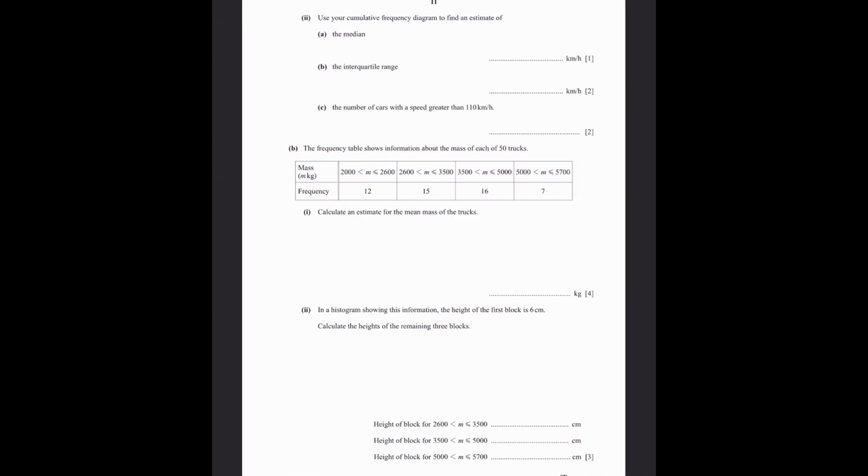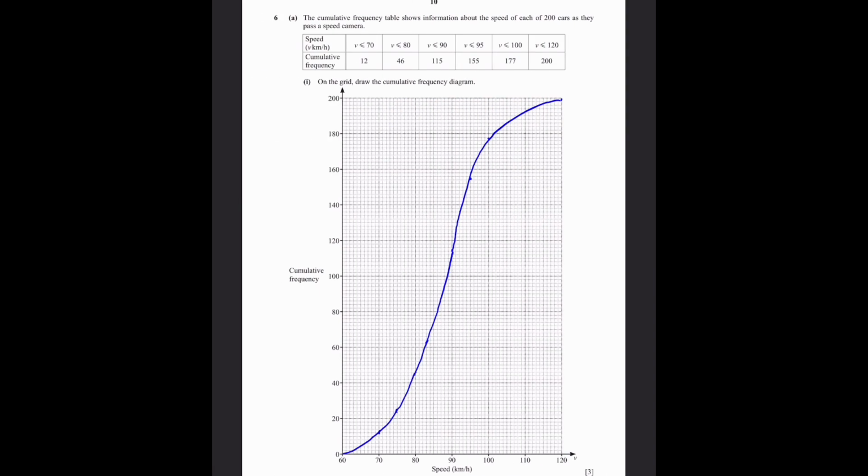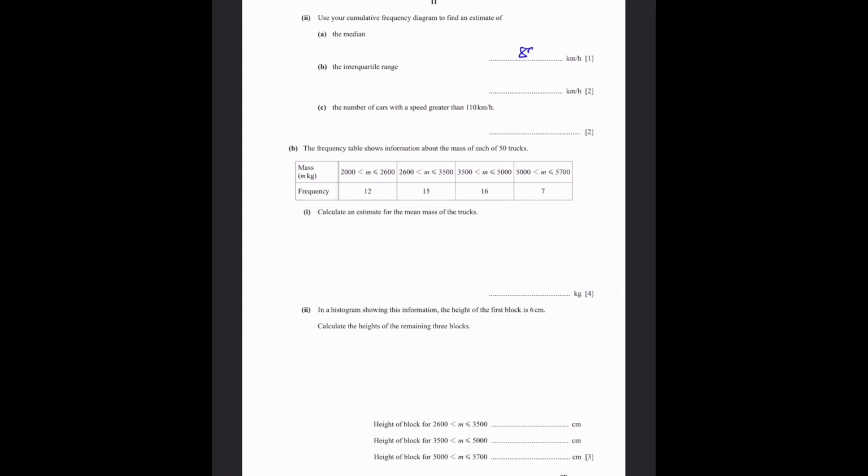Let's go to question part 2. Use your frequency diagram to find an estimate of A, the median. That's the 50th percentile. Out of cumulative frequency 200, we need to find 100. And the 100th cumulative frequency is at, if we go all the way down here, 89 kilometers per hour. And that will be our answer, 89 kilometers per hour.